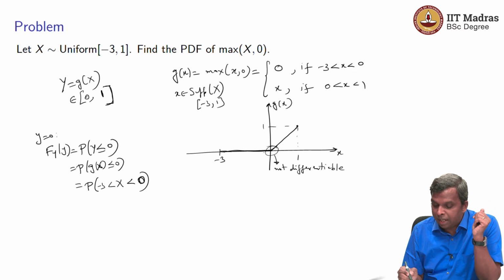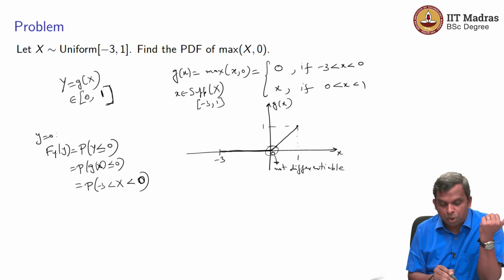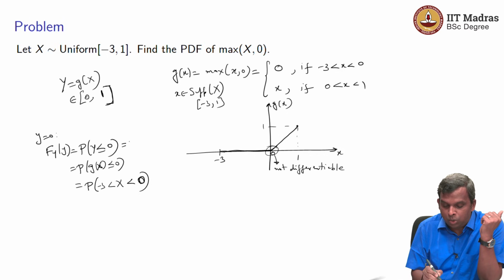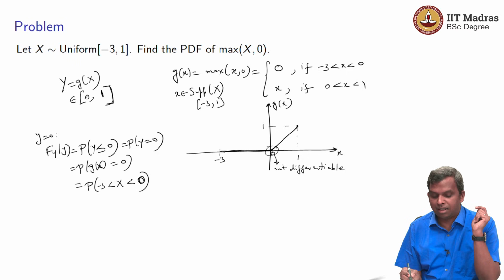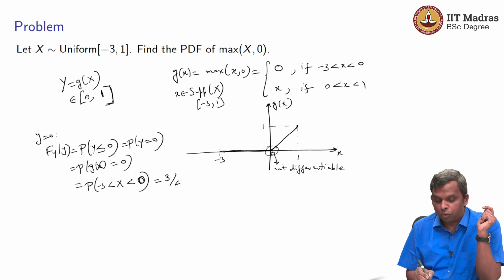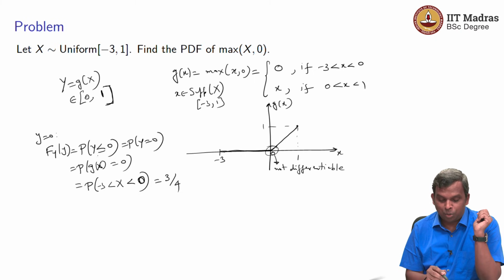If x were to lie between -3 and 0, then y will be 0. If not, y will not be 0. So the probability that y is less than or equal to 0 is the same as the probability that y is equal to 0. I can write it like this: g of x is equal to 0, and that's the same as the probability of x being between -3 and 0, right? So that comes out as 3/4. Notice that strange thing once again. You're getting Fy of y, the probability that y is less than or equal to 0, to be 3/4.